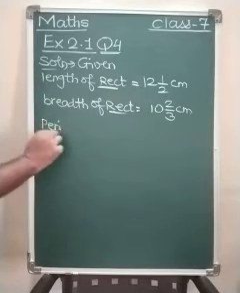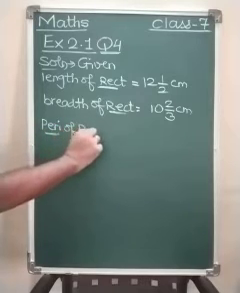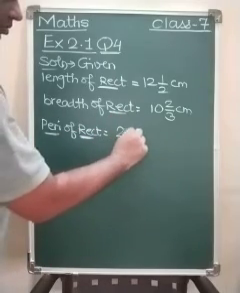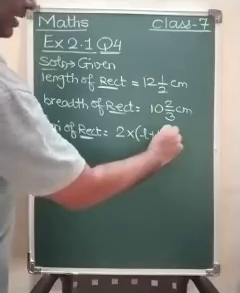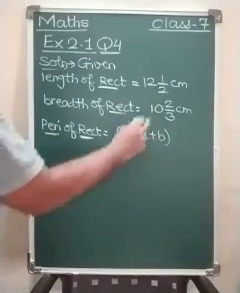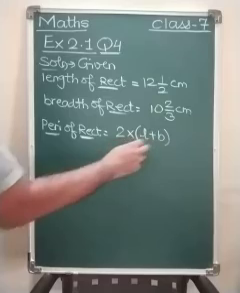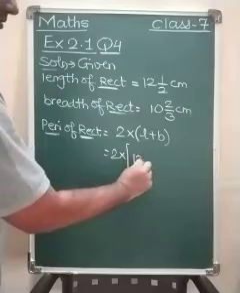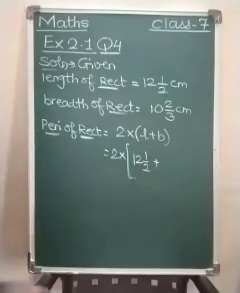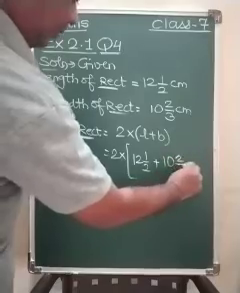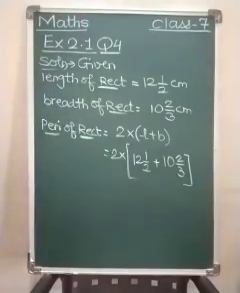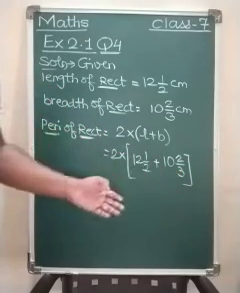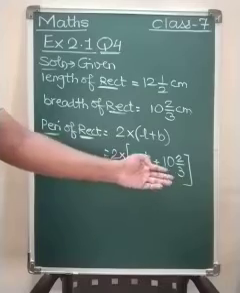Perimeter of rectangle equals to, the formula is 2 multiplied by length plus breadth. In this formula we have to just give the values of length and breadth. So this equals to 2 multiplied by, what is length? 12 1 upon 2 plus breadth 10 2 upon 3. First let this be like that only. First solve this; this type of sum we have solved already in exercise 2.1 question number 1.